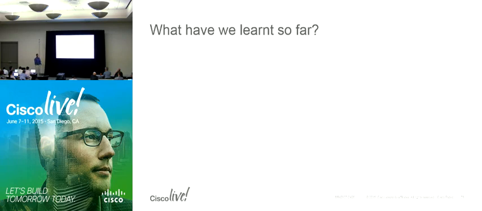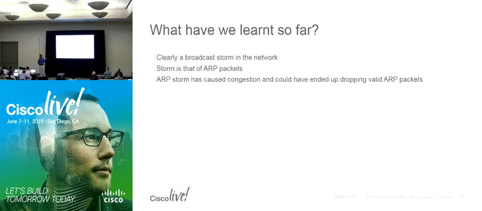And so what have we learned so far? We've learned that there was a broadcast storm on the network, and the storm is that of an ARP packet, right? Because the ARP policer kicked in. ARP storm has caused congestion, right? Pretty much when the control plane policer kicks in, it doesn't distinguish between a valid ARP request and a broadcast storm ARP request. It just rate limits them. So a server could be ARPing for its default gateway, and that could have been rate limited, resulting in reachability loss to that server. Okay, we found, okay, this is your root cause.